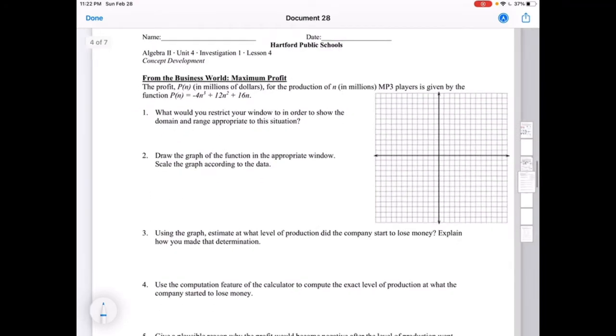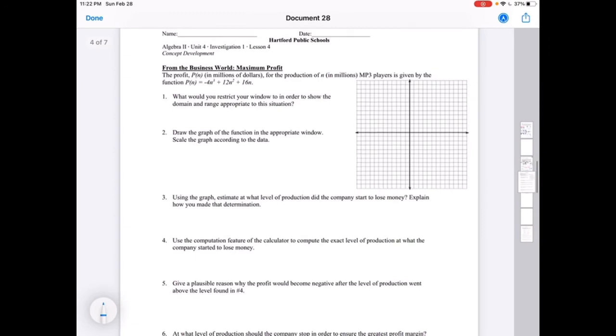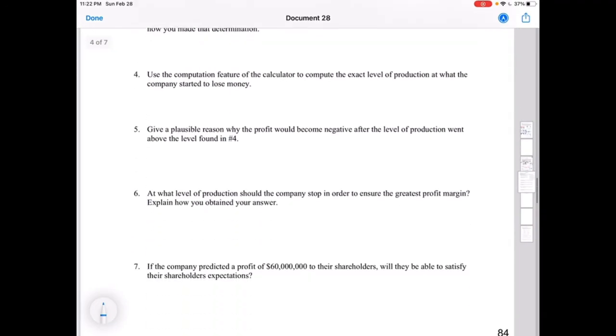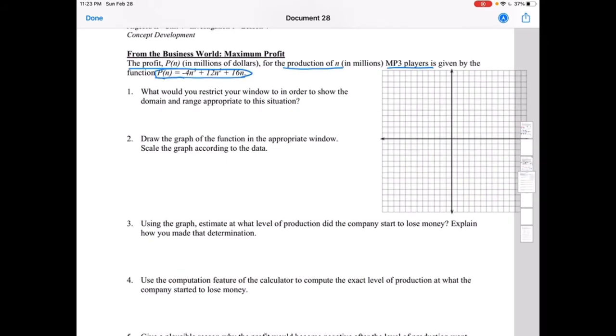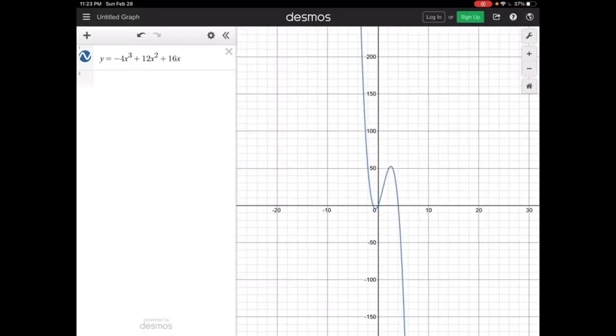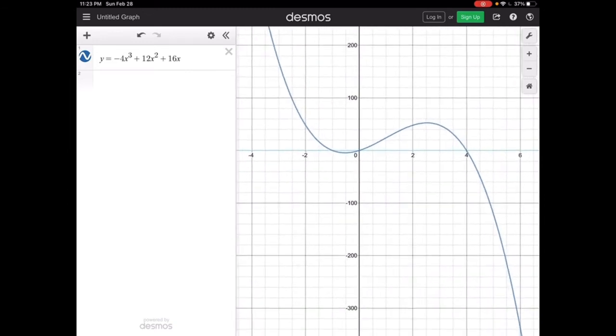The next page is a very similar problem. And it asks you very similar questions. It's just that you have a different polynomial. So in this situation, you have the profit, P of N, which is in millions of dollars, and the production of MP3 players. Actually, graph it first. We have, using my zoom in and zoom out functions on Desmos.